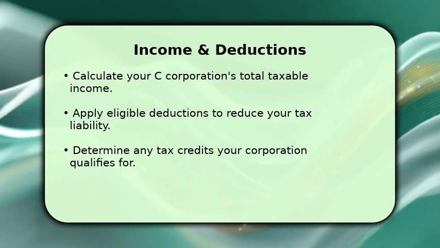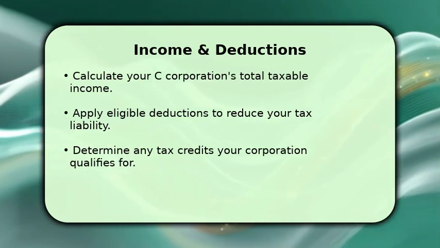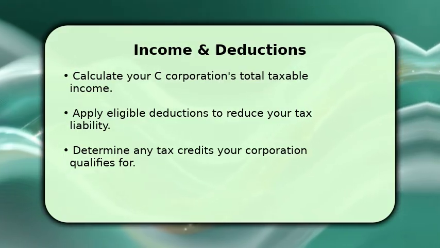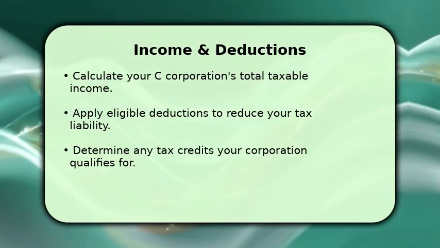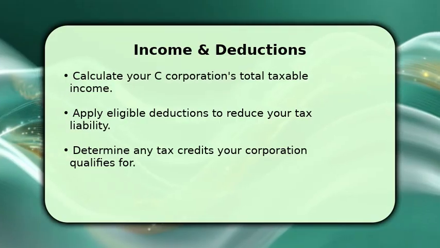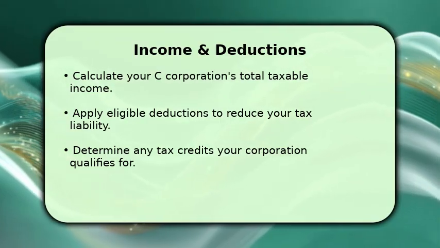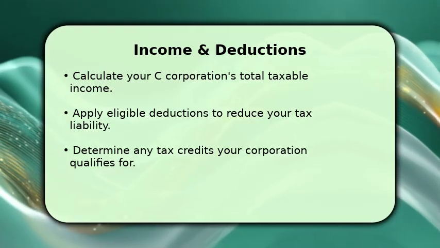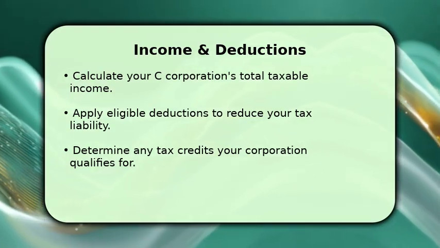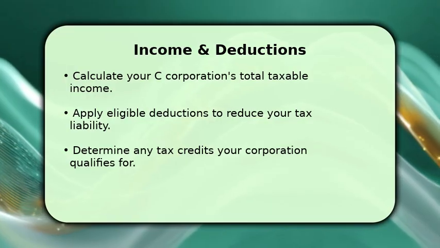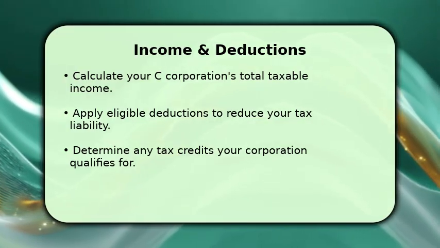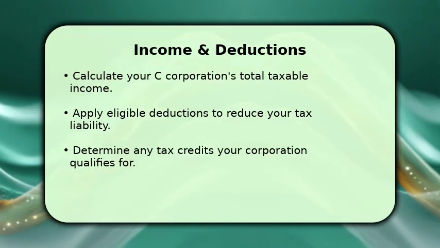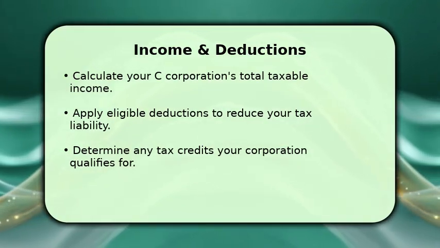Next, calculate your corporation's total taxable income by subtracting allowable deductions from your gross income. C corporations can deduct ordinary and necessary business expenses, such as salaries, employee benefits, and rent. Don't forget to identify any tax credits your corporation qualifies for, as these can directly reduce your tax liability. Maximizing these can significantly impact your final tax bill.